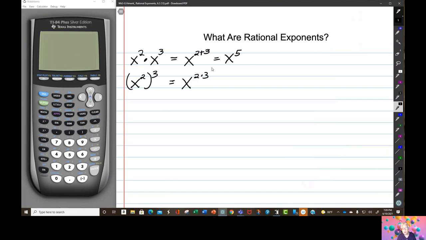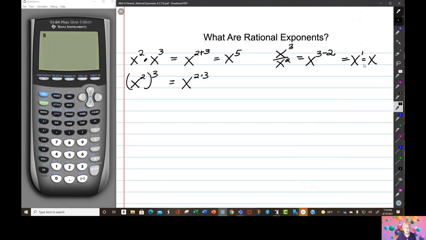And then this one, I'm going to put over here because it's more closely related to the multiplication. And that is when you divide like bases. You write down the base once, and you subtract the exponents, top minus bottom. And that gives you 3 minus 2 is 1. So x to the 1, which is x.